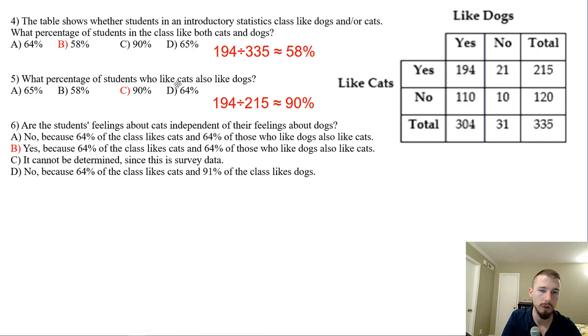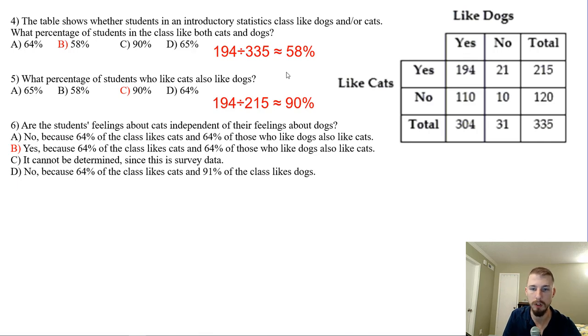What percent of students who like cats also like dogs? Only looking at the ones who like cats, what percent of cat lovers are also dog lovers? Do you like cats? Yes. All the cat-liking people together is going to be 215. Of those, what percent like dogs as well? So 194 out of 215.